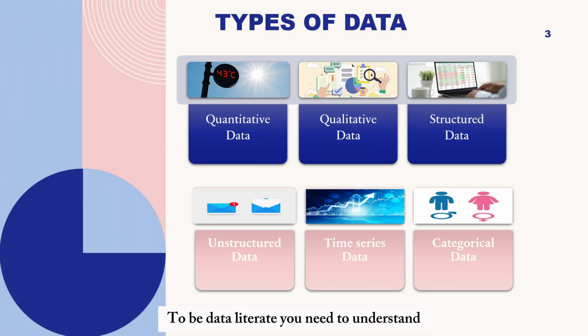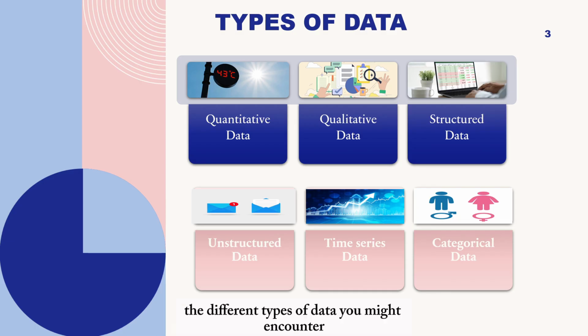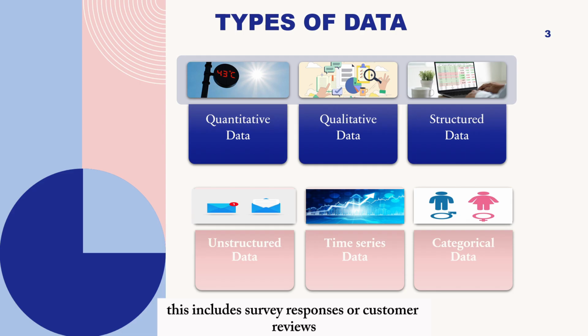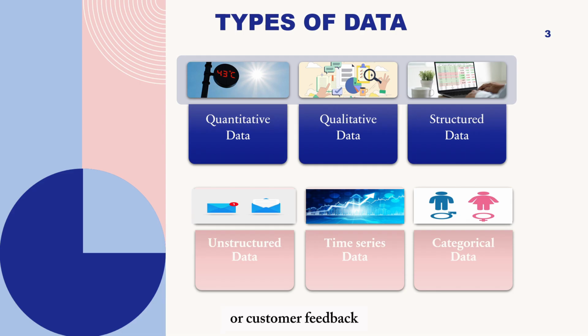To be data literate, you need to understand the different types of data you might encounter. There are different types of data, but here are the main types. Quantitative data, things you can measure or count. Numbers, measurements, counts, examples, sales figures, temperatures, or website visits. The examples are endless, but these are just a few. The second is the qualitative data. Descriptive information like opinions, colors, or textures. This includes survey responses or customer reviews or customer feedback.